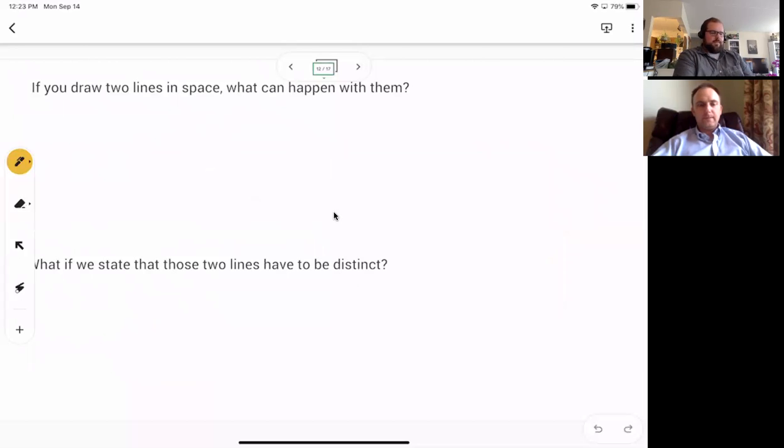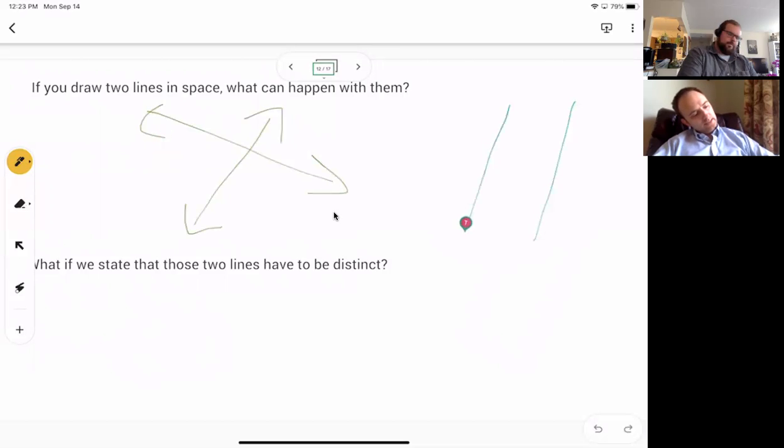Ooh, 2 lines in space. So this is going to be difficult for a couple of the situations because it's easy if I draw 2 lines like this. Look, they run into each other.